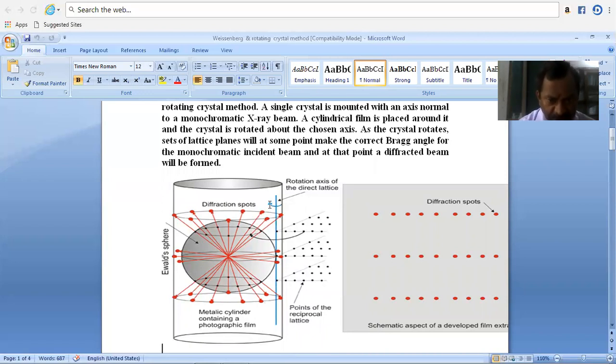So this arrow shows the crystal is rotating. That's why we call it the rotating crystal system, or Weissenberg rotating crystal system. Weissenberg is the person who developed this system. That's why we call it the Weissenberg rotating crystal system.